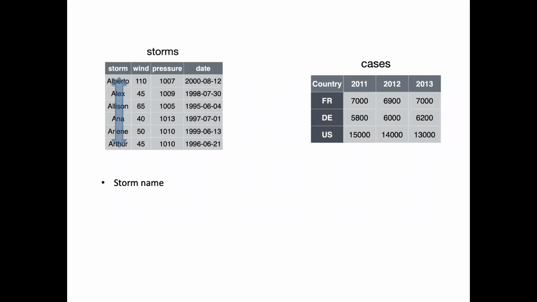We have the storm name, wind speed measured in miles per hour, air pressure, and the final column, we have a date. On the right is a data set for cases of TB in countries in the years that you see here, 2011 through 2013.